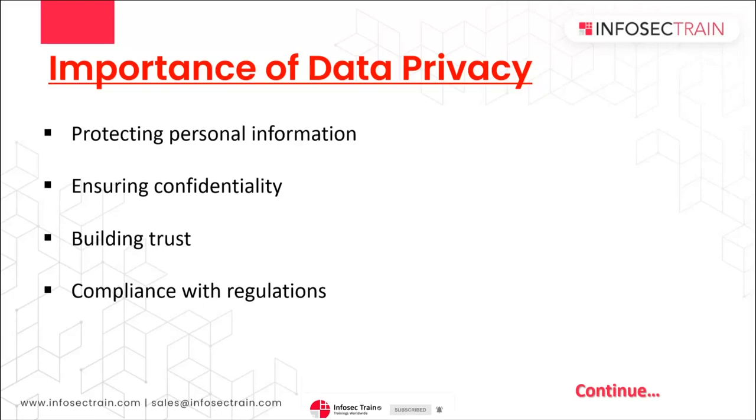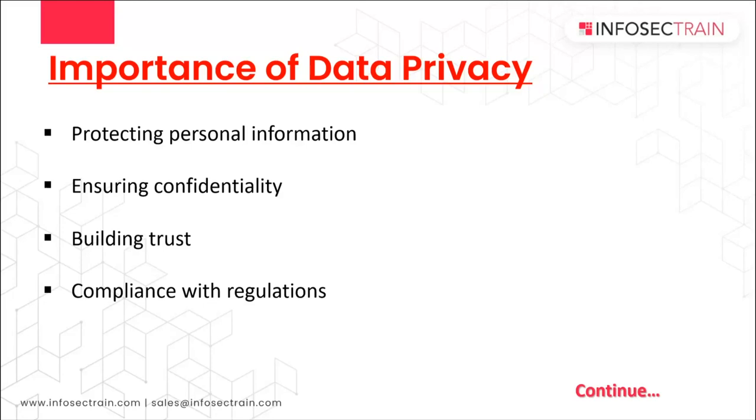Uber was fined around 400,000 euros by the UK Information Commissioner's Office, the ICO, for failing to protect its customers' personal information during a 2016 data breach. The Information Commissioner's Office found that Uber had not taken adequate measures to secure its customer data and had failed to notify affected individuals in a timely manner. Again, this incident showed the importance of complying with data privacy regulations and taking appropriate measures to protect the customers' personal information they are collecting.